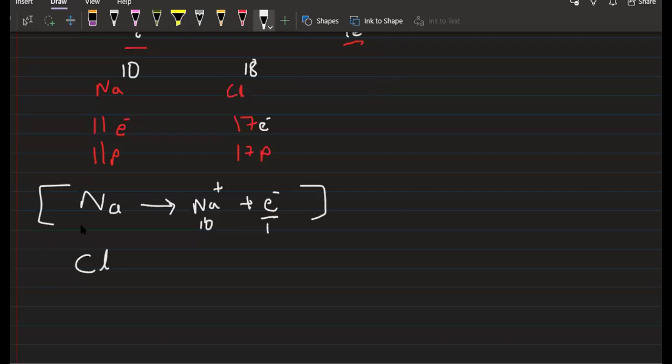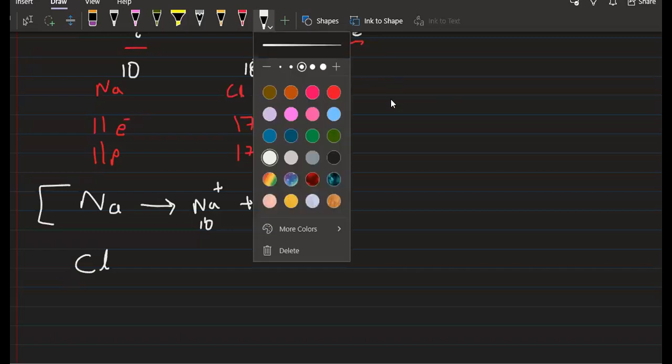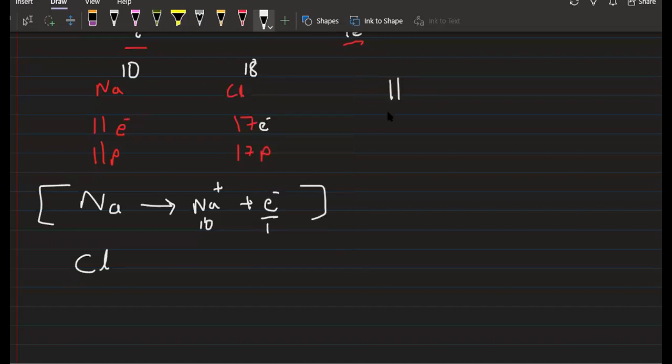Shravya, I'll explain once again. Just imagine, suppose you have 11 electrons. Can you write it as 10 electrons plus 1 electron? Can you write 11 as 10 plus 1? Yes. So this is your sodium, sodium with 11 electrons.